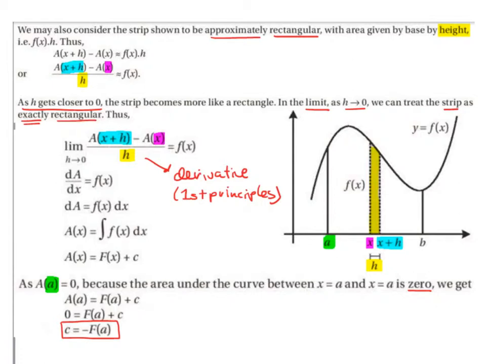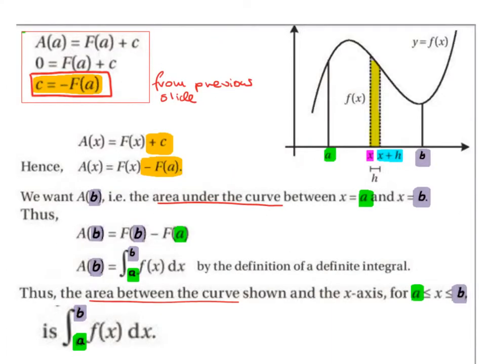And then rewriting, we swap the A of a for 0, because we stated that up here. So A of a is equal to 0. And then solving for c, we get c is equal to minus F of a. So if A of x equals F of x plus c, hence A of x equals F of x minus F of a. Because in the previous slide we stated that c was equal to minus F of a. So we just swap these around. So A of x is equal to F of x minus F of a.